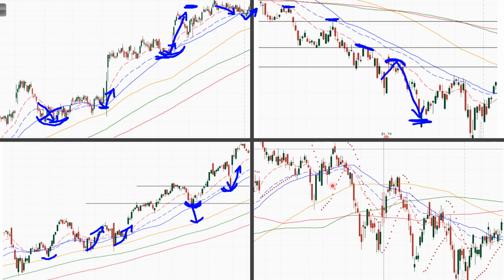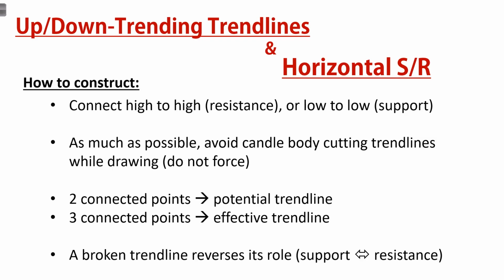So you can see that in this last chart over here, the MAs are all haywire, crisscrossing over each other, and the chart does not bounce off any of the moving averages at all. So this is where you'll need your artistic talent in drawing your own trendline support and resistance, if any. So how do we construct our own up or down trending trend lines or horizontal support and resistances? When you open up a chart for analysis, you want to connect the high to the high, and this will give you the resistance. And if you connect the low to the lows, you will have a support trend line.